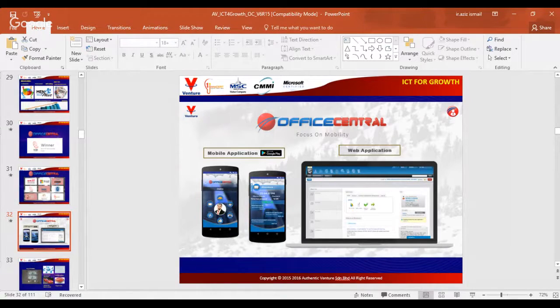Mobile application, we also have many mobile applications. You can download one or you can download all. We have a mobile application for the salespeople. We have a mobile application for those that use Office Central for accounting and payroll outsourcing. We also have a mobile application for those that use Office Central for point of sale. You can do your point of sale using your mobile.